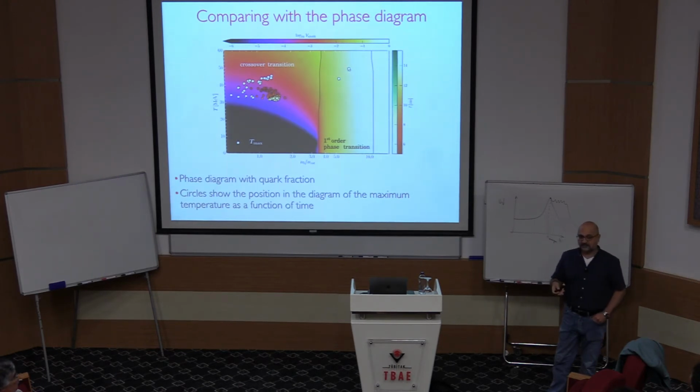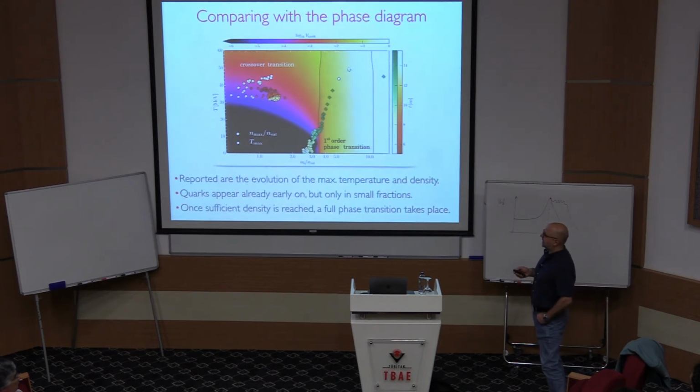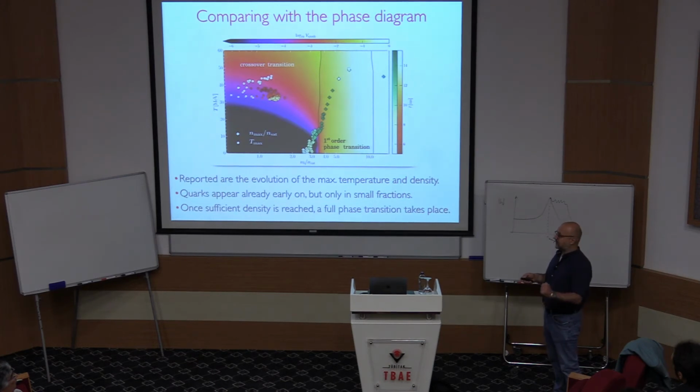I can do the same for the density, and I can track the position of the maximum density as a function of time. And here the color code is white to dark green. So you start over here, and then you go over here. Just to make it clear, at the beginning, 6 milliseconds after the merger, you have temperatures and densities in this range. Then the temperature and the density, both of them grow. They transit this region of the first order transition, and then they produce a full phase transition.